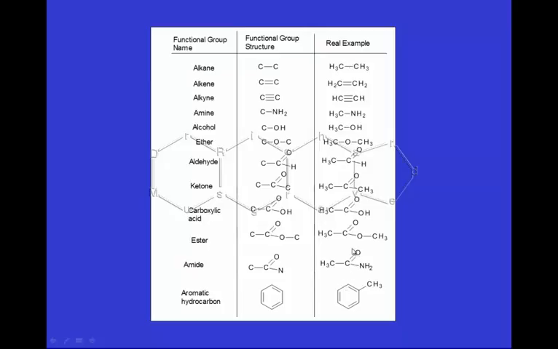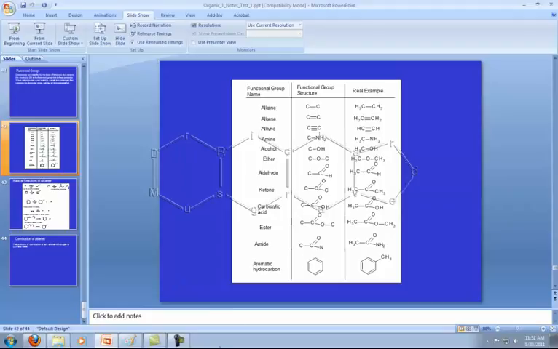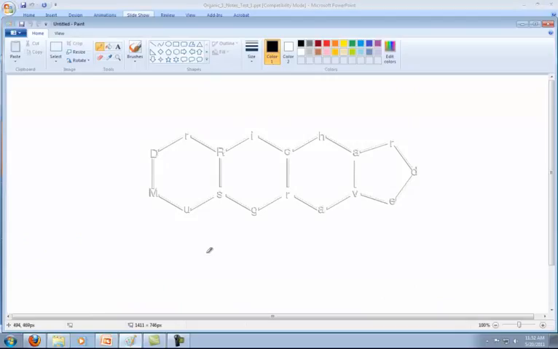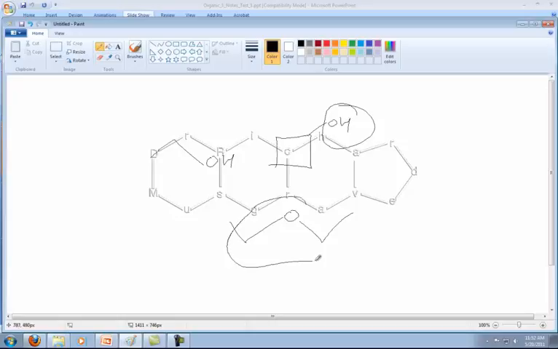And if I was ever to ask you to draw a real example, you could just draw one of these, or you could draw a line structure if you felt like it. So let's say I asked you to draw an alcohol, then you could draw something like this, or you could get really imaginative and draw something like this. Then if I asked you to draw an ether, you could draw something like this. And you can see the difference between an alcohol and an ether. The alcohol has the OH and the ether has the COC linkage. So you can see how that goes.